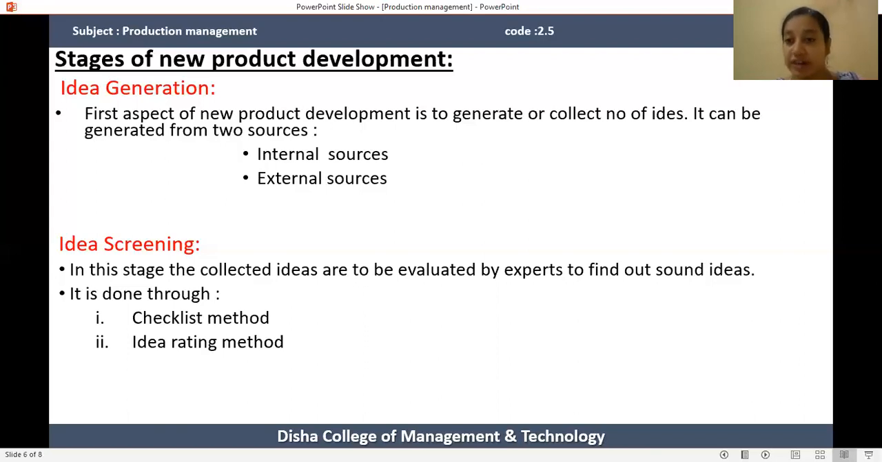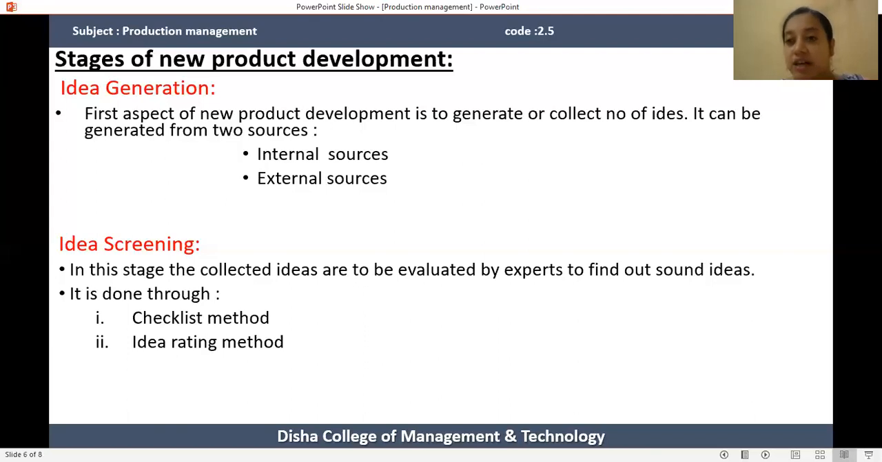various ideas generated in the first stage. After that, they have to scrutinize all the ideas in the second stage, and identify which product is suitable for the organization, which are the valuable ideas, the sound ideas for the organization. The committee scrutinizes in the second stage, and the evaluation of various ideas can be done with the help of two methods. The first one is the checklist method, and the second one is the idea rating method.